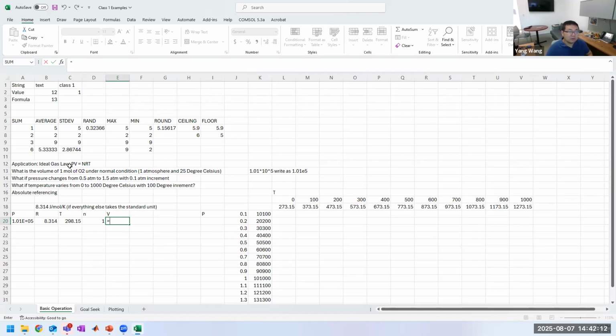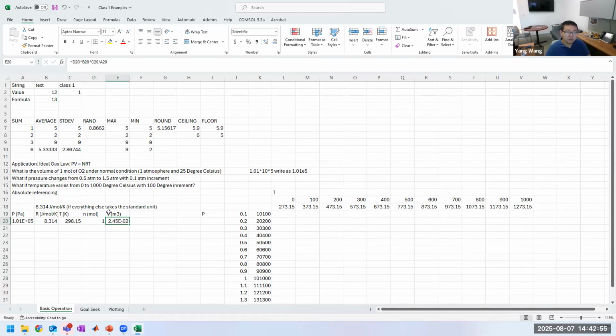So PV equals nRT, then V is nRT divided by P. So you will have n multiplied by R multiplied by T divided by P. Right? We should note that here, the volume is using meter cube. So let's try to type in all of these units here to avoid confusion: joule per mole per K, temperature in Kelvin, and n is mole. Okay, so then you can calculate basically what is the volume of the oxygen.